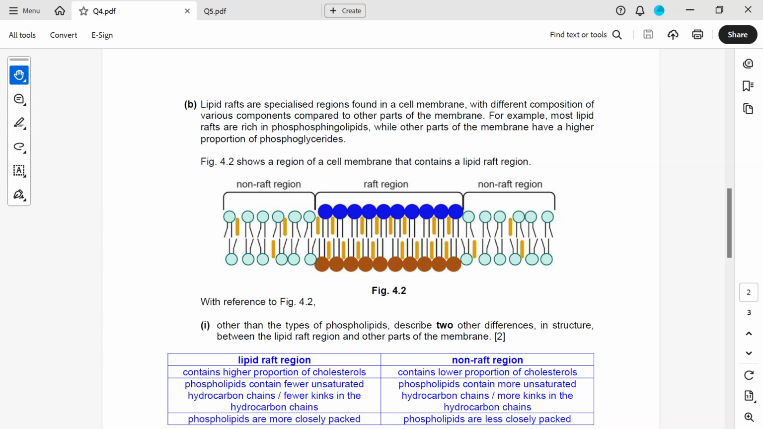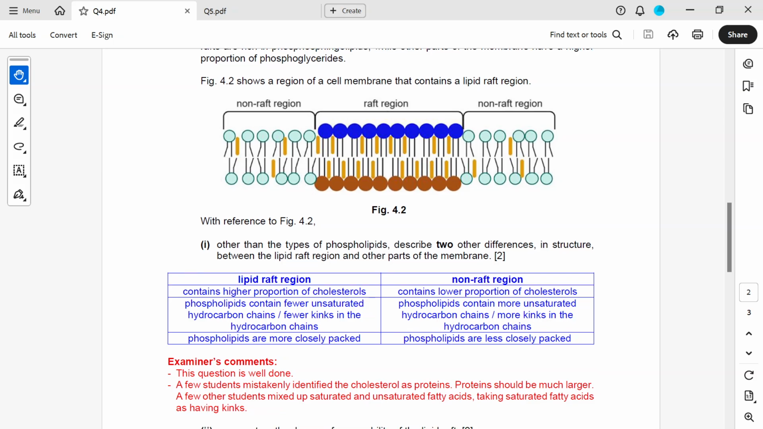Okay, then for part B, right? This one is a bit more straightforward and quite well done, actually. The rough region, as you can see, has more cholesterol. Those in yellow are cholesterol, not proteins. Proteins are much larger than this, right? The molecule that's embedded between the hydrocarbon tails of phospholipids, the only thing you learn really is cholesterol. So these yellow things are cholesterol.